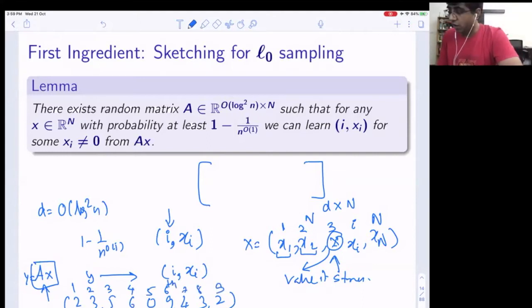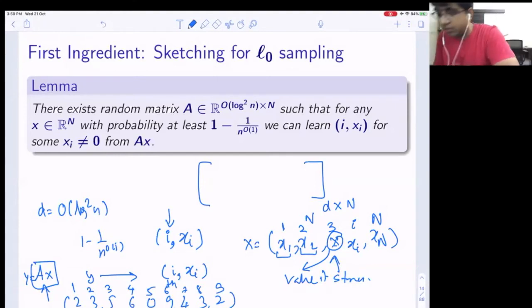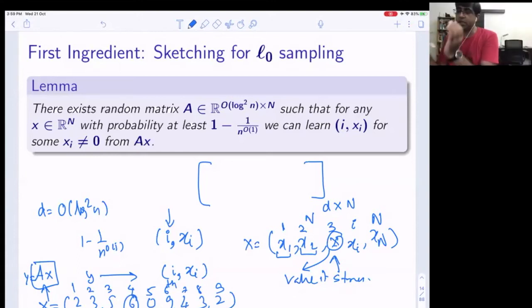So I not only need to give you which coordinate, because there is some value there, which could be large, negative, or 0. I will give you which coordinate of my vector X has a non-zero number and what is its value. Sorry, that was my confusion. So this is what this lemma tells us: I have a small sketch with the help of which I can learn a non-zero coordinate and the value xi of X.